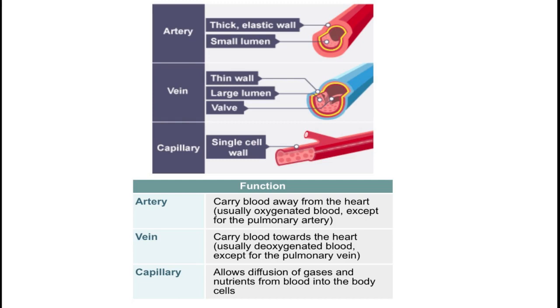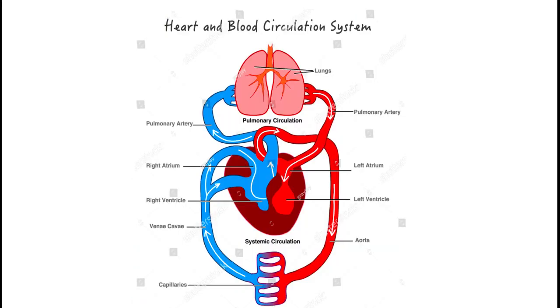In the functions below the diagram, you can see that the arteries carry blood away from the heart, usually oxygenated blood, except for the pulmonary artery. Here the concept of pulmonary arteries and veins comes in, and you can relate it back to the history where Ibn al-Nafis was the first one to explain the concept of the pulmonary artery and pulmonary vein, or you can say the pulmonary circulation. In the next diagram, it's much more visible and clearly mentioned that pulmonary circulation happens with the help of pulmonary arteries and pulmonary veins.